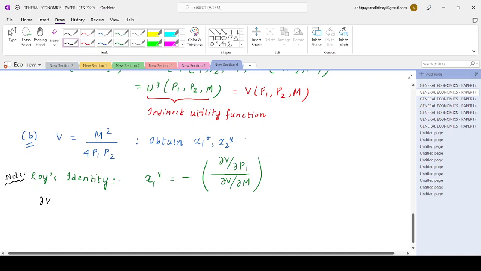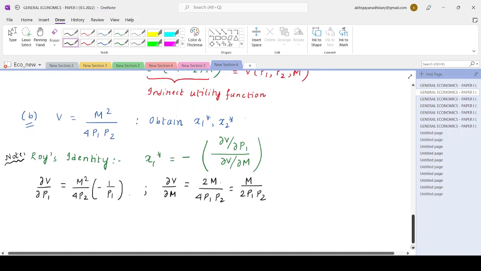Okay, so let's obtain that. What is the partial derivative of v with respect to p1? M square and other things remaining constant, so m square by 4p2 remaining put. This will be minus of 1 by p1 square. And what is del v by del m? The m will get differentiated, so that becomes 2m, and the rest will remain constant. So that is m divided by 2 times p1 p2.